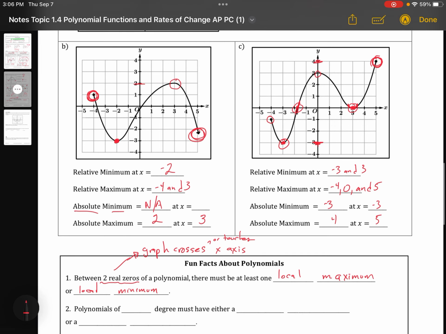Okay. We can see that here between these two, we've got our local maximum right there. And then over here on example B, we've got a zero here and a zero here and a zero here. So that tells us that we've got our local minimum right down here between these two. And then between these two, we have our local maximum. Okay.